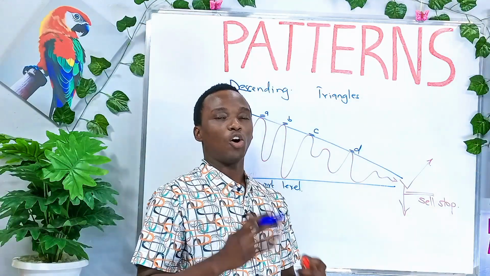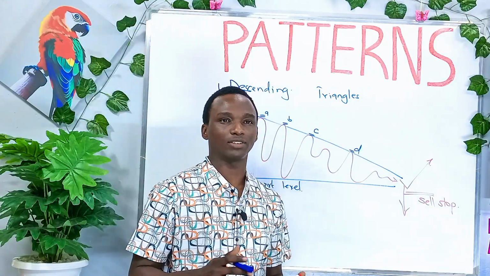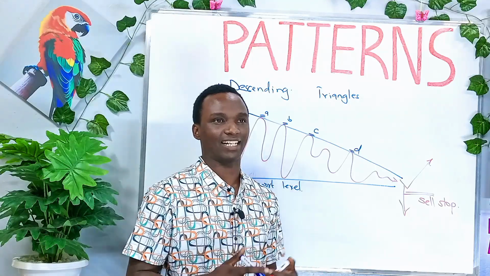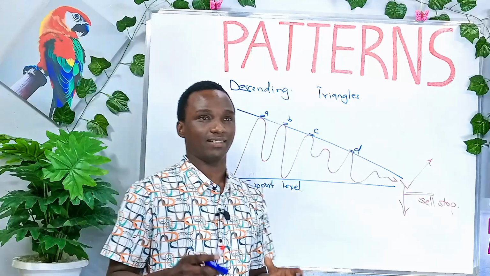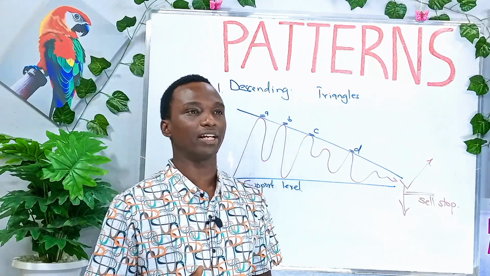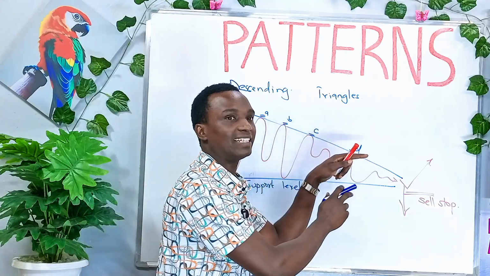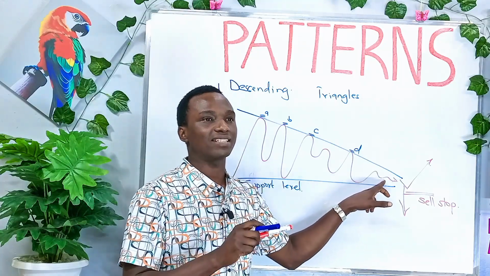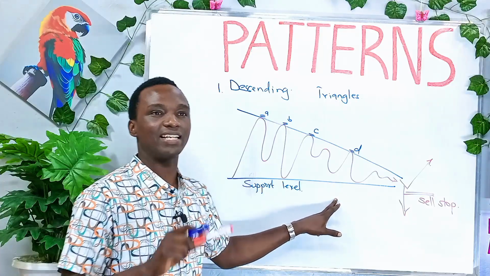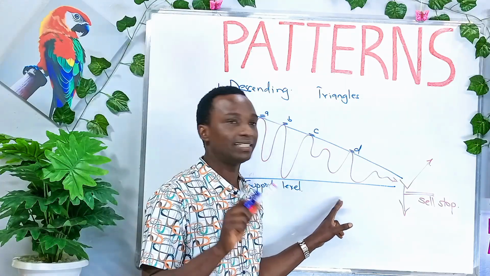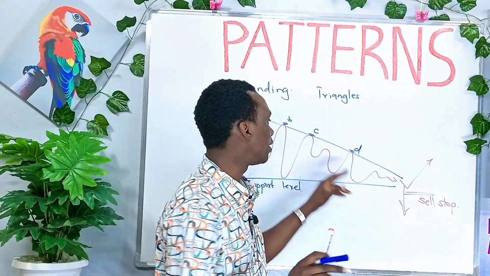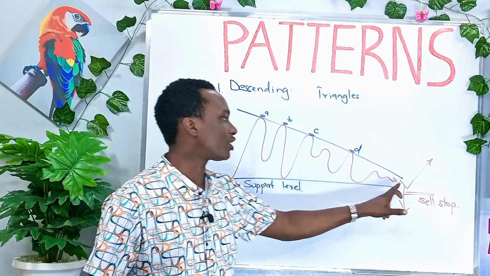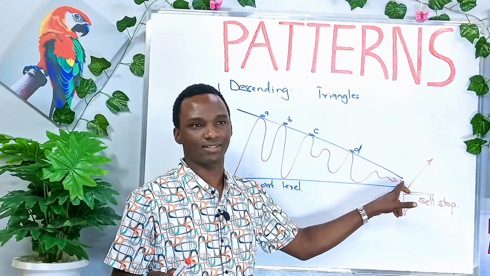Okay, so all the symmetrical triangles, the ascending triangles and descending triangles that we've just discussed, these patterns involve price moving into tighter and tighter price ranges, as you can see. So from this illustration, you can see that it provides a visual display of a battle between bulls and bears, between buyers and sellers, resulting in a consolidation phase.